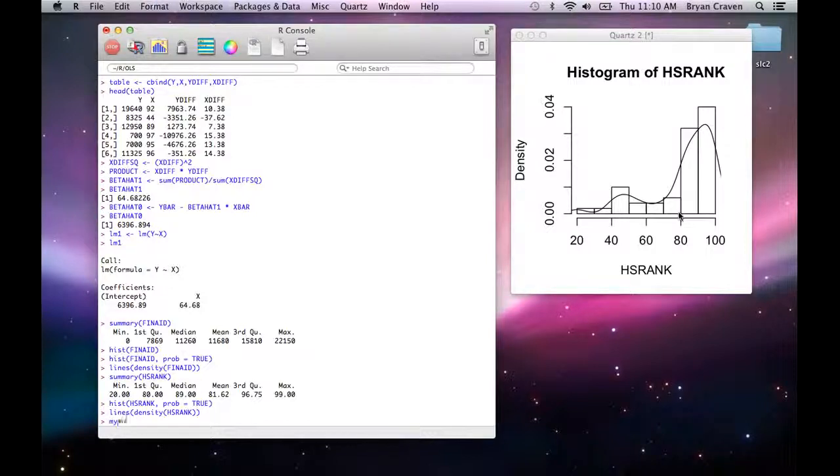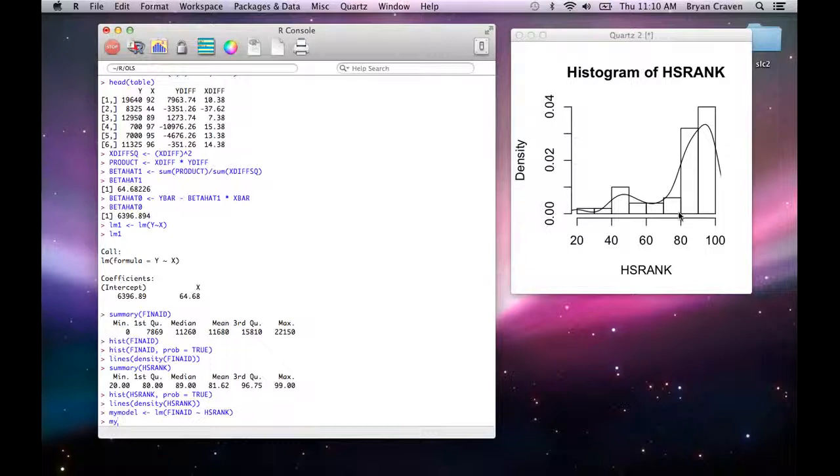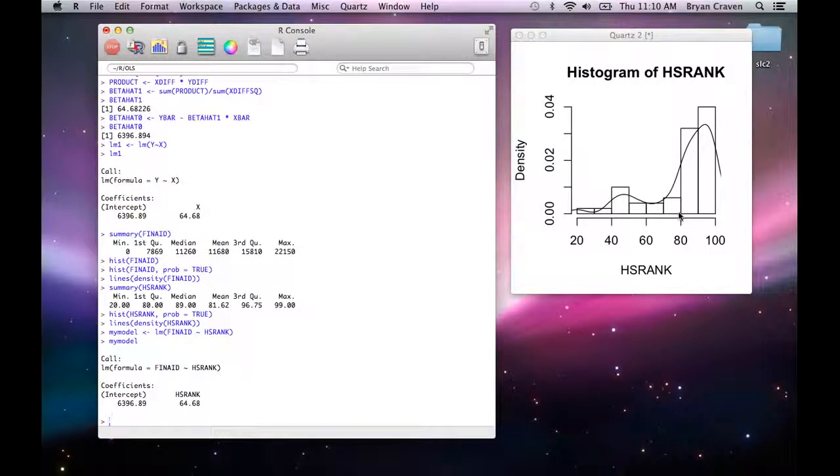So we're going to say my model, and we're going to say LM finaid and HS rank. And then we're going to type my model. Oops, we're actually going to want to do summary of my model. It's going to give us a little more information.